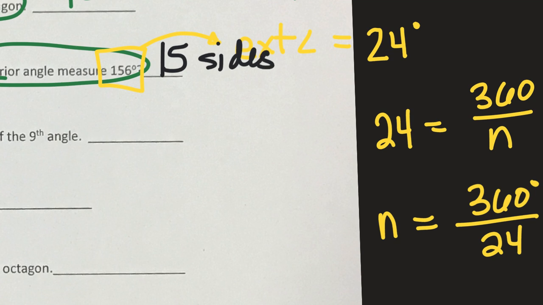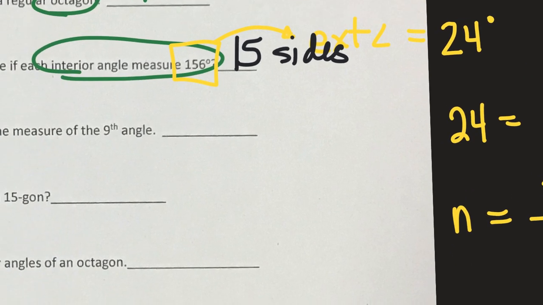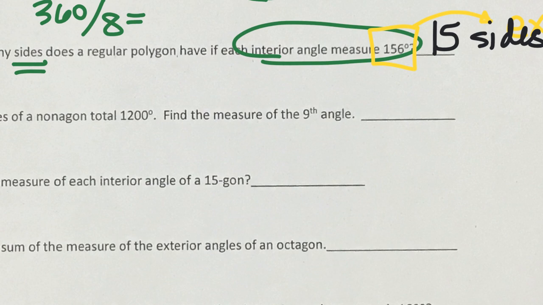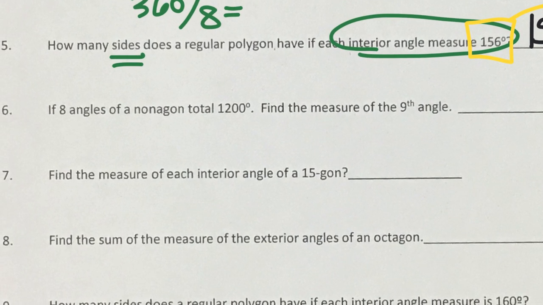Here the units are sides, not degrees, because we're not talking about an angle. We're talking about the number of sides. 15 sides, okay? That's a pretty important problem. That's some algebra, some extended thinking right there.